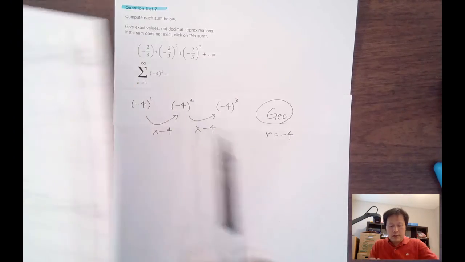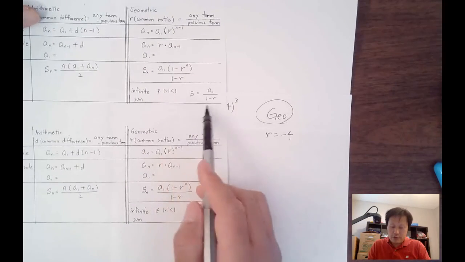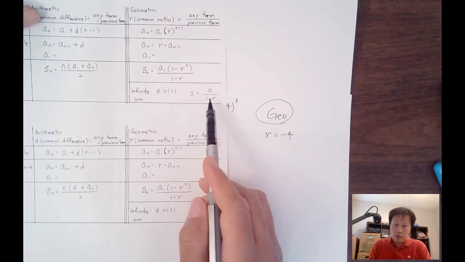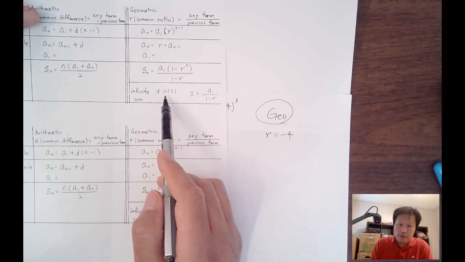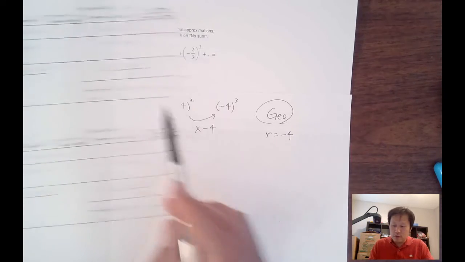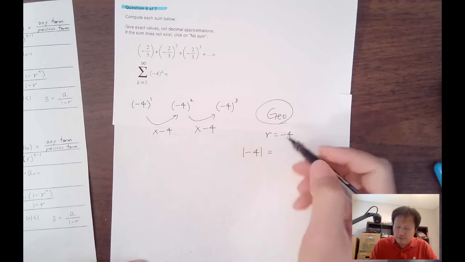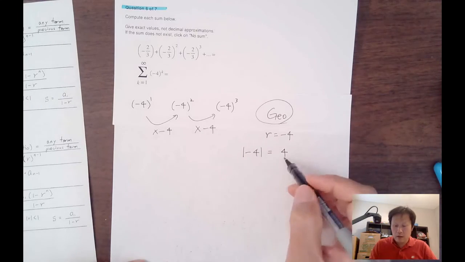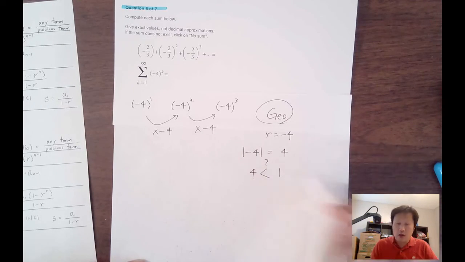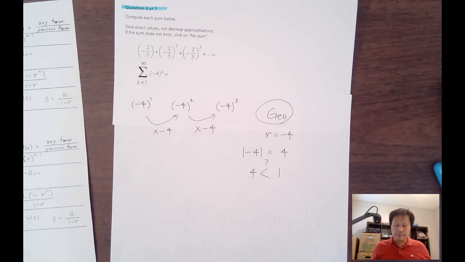Before that, check the condition. Absolute value of r less than 1. r is minus 4. The absolute value of minus 4 is 4. Is 4 less than 1? What does that mean? No sum. No sum. That is your answer.